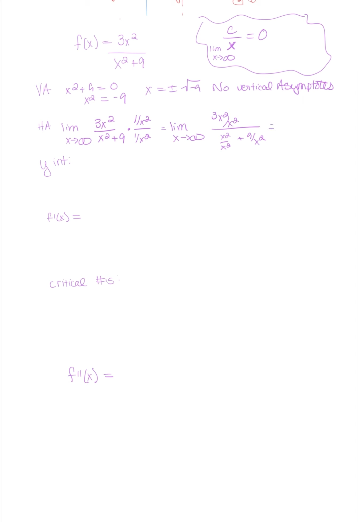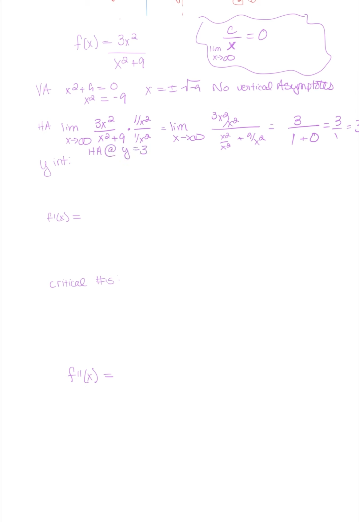All right, so 3x squared over x squared is just going to be 3. X squared over x squared is 1. 9 over x squared is 0, because we're taking the limit of each bit. The laws of limits say that we can do that. We can take the limit of each part. So this is going to give us 3 over 1, which equals 3. This means that we have a horizontal asymptote at y equals 3.